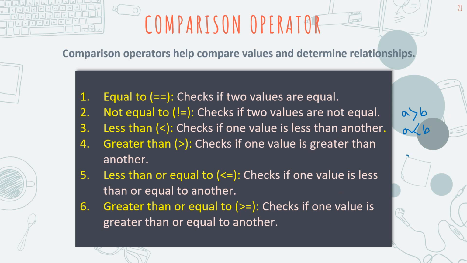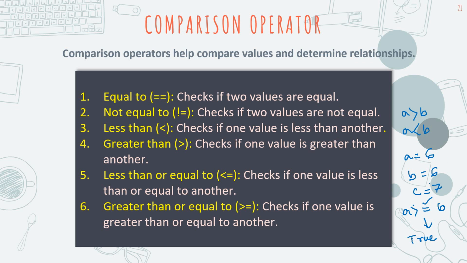Let's say the value for A is 6 and the value for B is 6 as well, and the value for C is 7. If we write A is greater than or equal to B, then what would you say? This is true, because it can either be greater than B or it can be equal to B. Here it is equal to B, because A and B both hold the same value. So we can say yes, it is true. It is either greater than or equal to B, so it is equal to B.